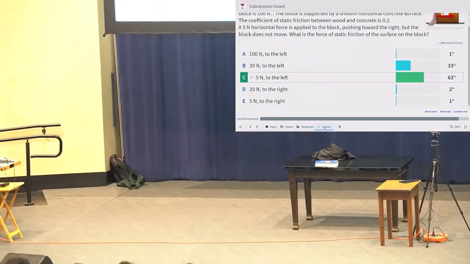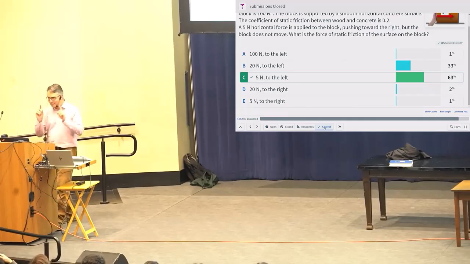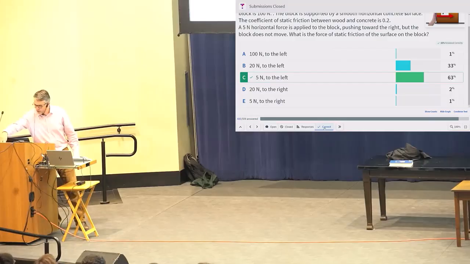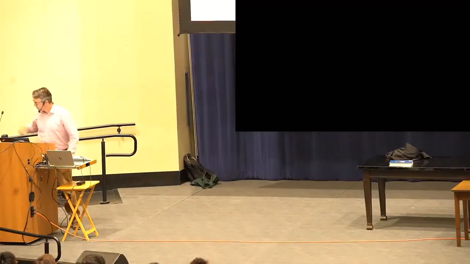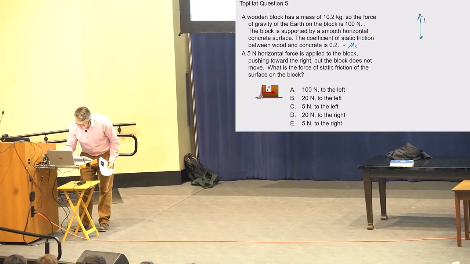So a lot of people got C, definitely correct. The whole 0.2 thing was just to throw you off. Don't get mixed up. There is no equation for static friction. So I can show you how you do this. It's simple. You just draw a free body diagram. There is the normal force acting up, the weight acting down, which is 100 newtons, and this force pushing it to the right, which is 5 newtons.